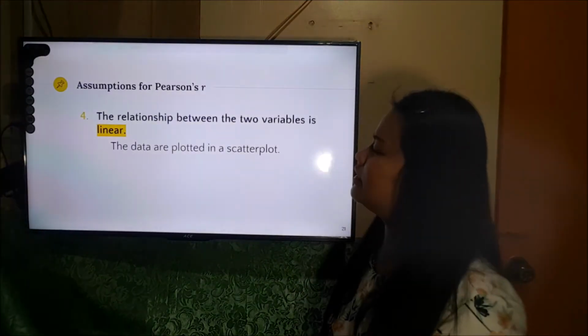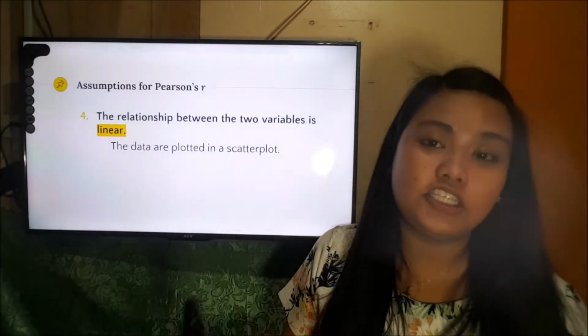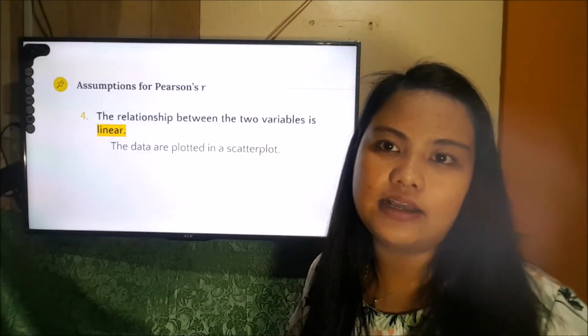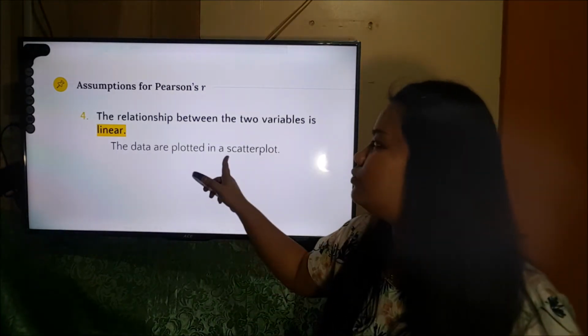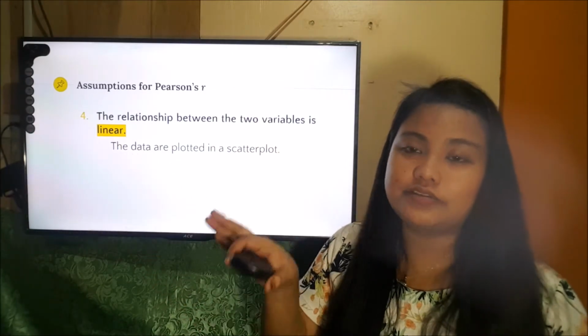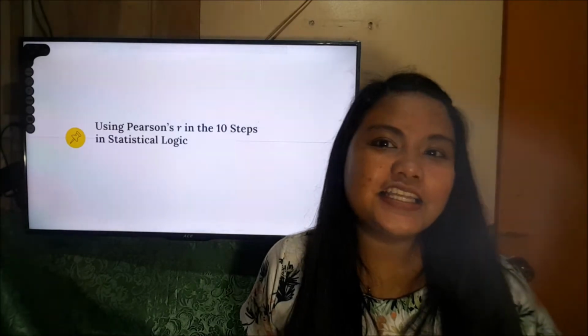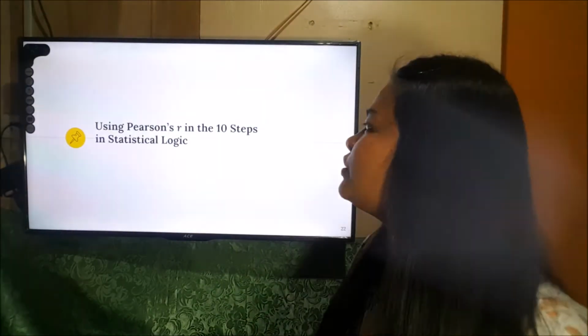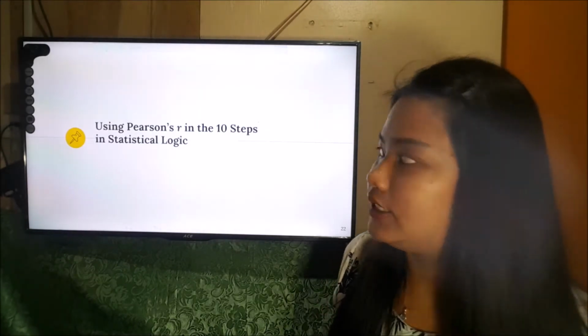Okay? The fourth assumption is that the relationship between the two variables is linear, not wave-like. Okay? And this could be verified by using a scatter plot. So we could know if there is a linear relationship between the two variables. Now, let us proceed to using Pearson's R in the 10 steps in statistical logic.